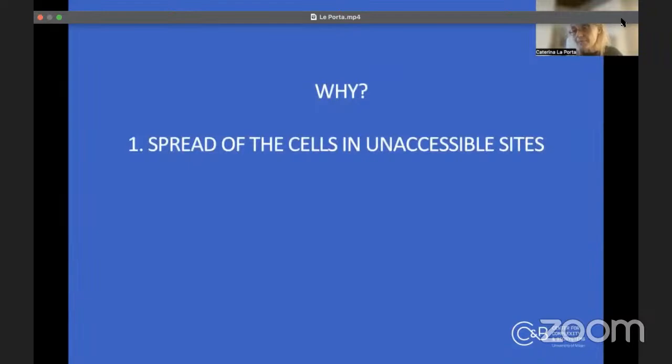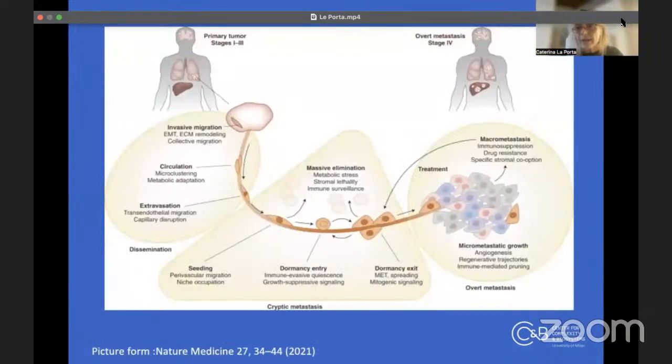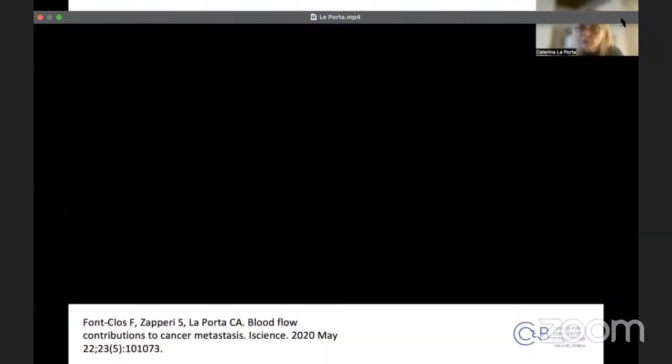Starting with the first point, spread of the cells in inaccessible sites. We know very well that the metastatic process is a multi-step process, and each of these steps should occur in order to give rise to secondary tumors and to see a metastasis. Since the cells can spread to inaccessible sites, the question was, are we able to quantify and to predict in which organs, in which sites the primary tumor cells will spread?